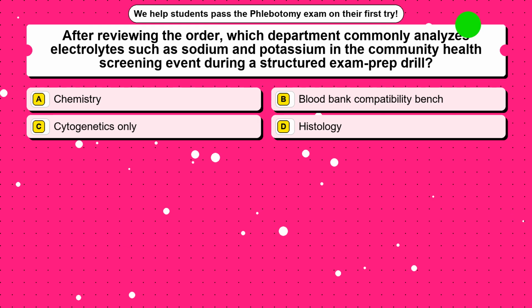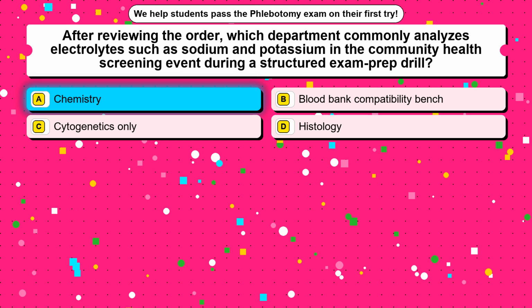Question 69. After reviewing the order, which department commonly analyzes electrolytes such as sodium and potassium in the community health screening event during a structured exam prep drill? Option A, chemistry. Option B, blood bank compatibility bench. Option C, cytogenetics only. Option D, histology. The correct answer is option A, chemistry.